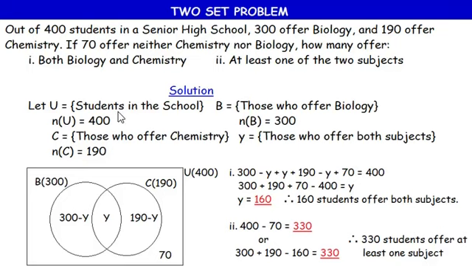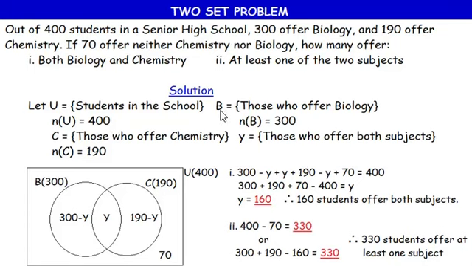Now the first thing to do whenever you are given a two set problem, or a question that has to do with a Venn diagram, is to denote your sets. So the first thing we do is let U be equal to the students in the school. Then we indicate the number of students in the school. So like we saw under the set notation, n(U) is equal to 400, right?